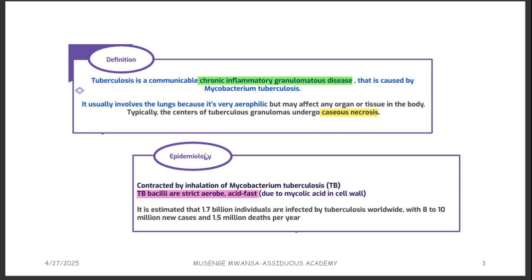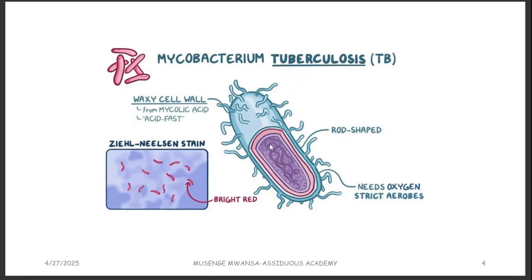So we have said that TB is a strict aerobe, and it is also acid fast. Why is it acid fast? Because it has got mycolic acid in the cell wall. So it doesn't stain with the gram stains. Instead, it stains with the acid fast stains. So this is how it looks. It has got a waxy cell wall from mycolic acid that makes it acid fast, and it needs oxygen to be able to survive. So it's a strict aerobe.